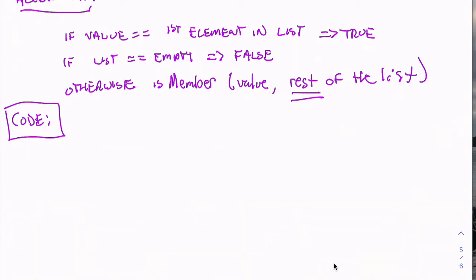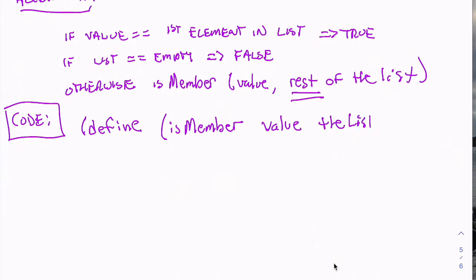So we're going to do a define isMember, with value and the list. These are the two parameters, value and the list. I didn't use the word list here, although it'd be tempting to do that, but I think that's a reserved word in Scheme, so you can get into trouble in some versions of Scheme with that.